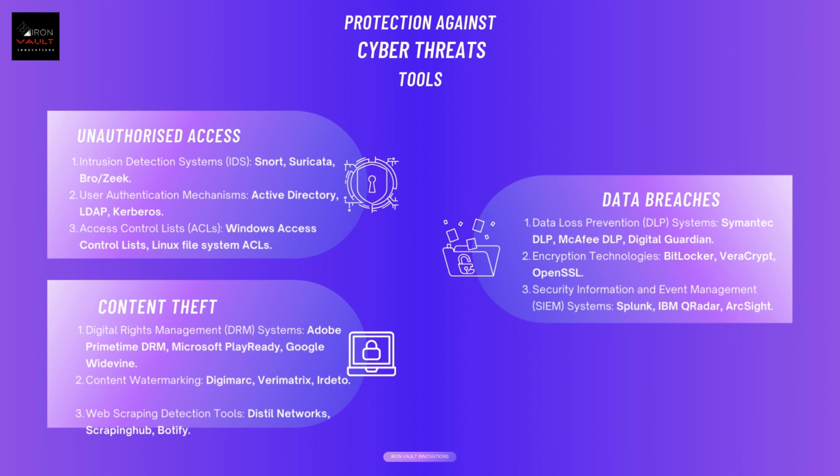Let's go on with content theft now. For digital DRM, I'll just use the short form: Adobe Primetime DRM, Microsoft PlayReady, Google Widevine, and there are many other tools as well. These are just the top three or four tools that we have mentioned in all the examples. For content watermarking, we'll use Digimarc, Verimatrix, and Irdeto. For web scraping, we'll be using DataDome, ScrapingHub, and Botify. So all these tools can be used.